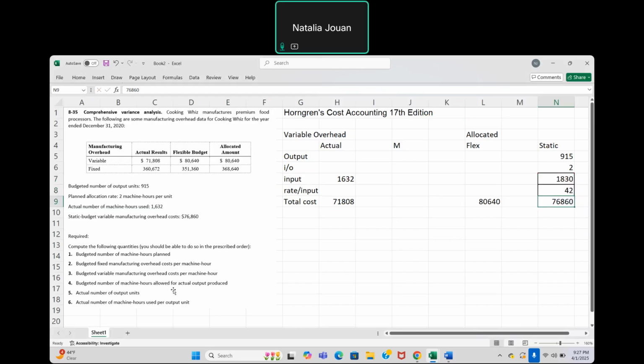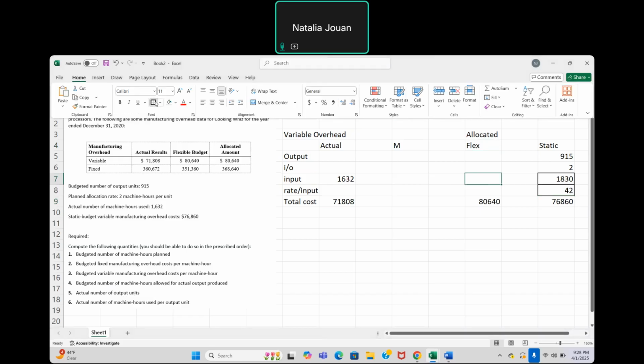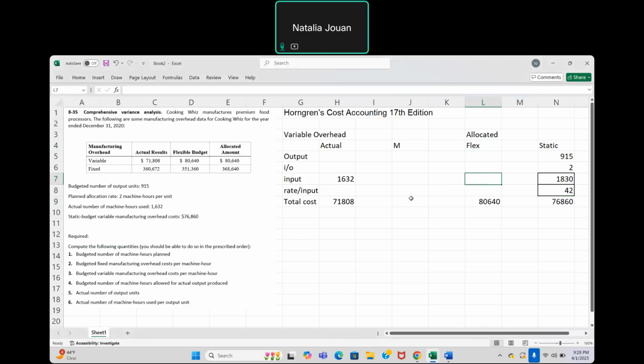Budgeted number of machine hours allowed. So remember, every time you see the word allowed, connect the word with flexible, okay? And what do we need? The input allowed. So right here, okay? That's our next variable that we need to solve. So let's box this in. How do we get that?